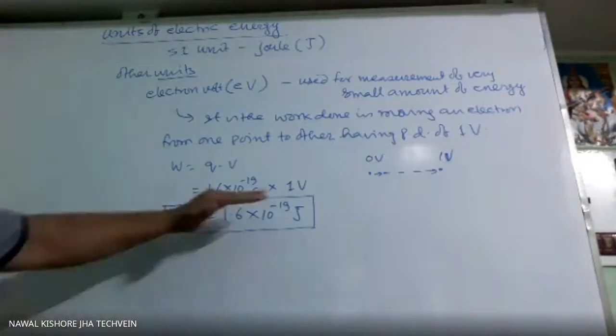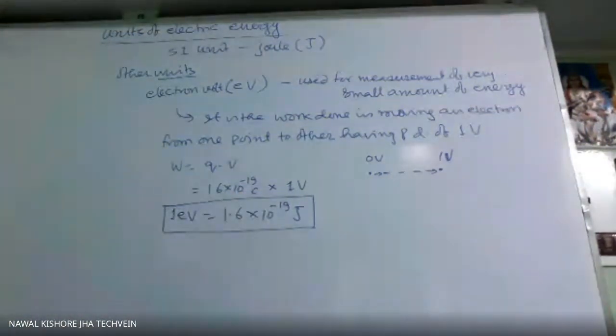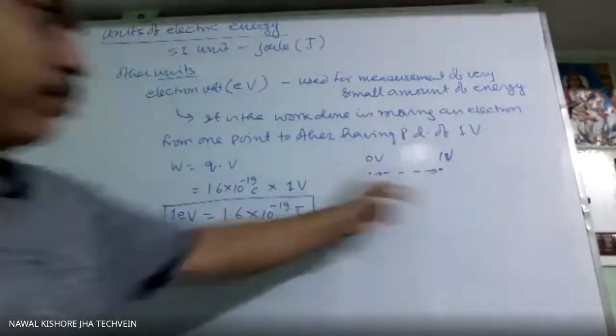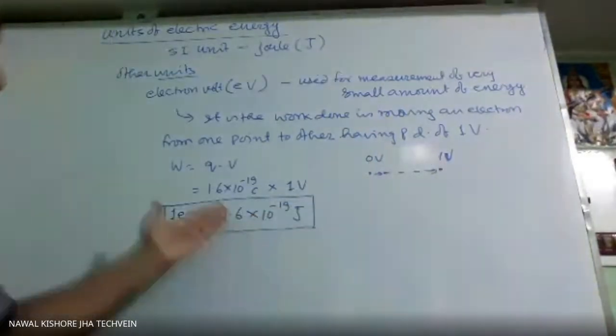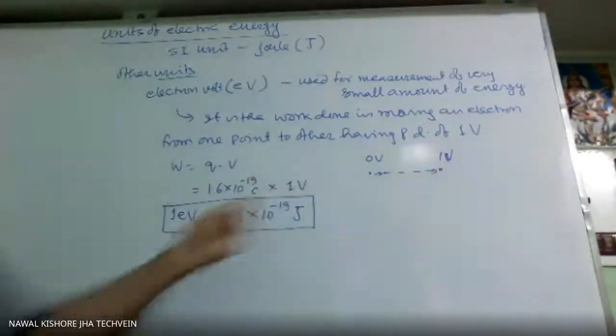So this is a very small amount of energy. For 1 coulomb charge moved through 1 volt potential difference, 1 joule energy is required. So electron volt is very small in comparison to that.